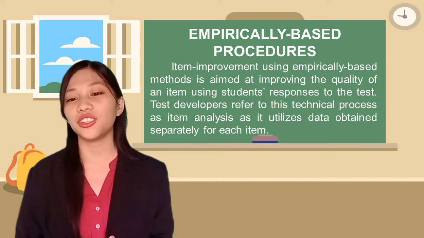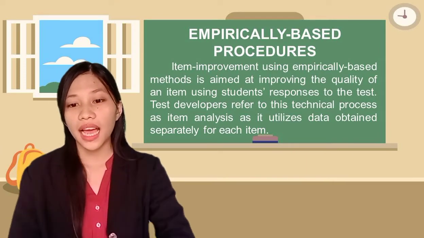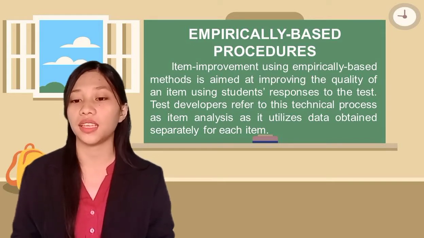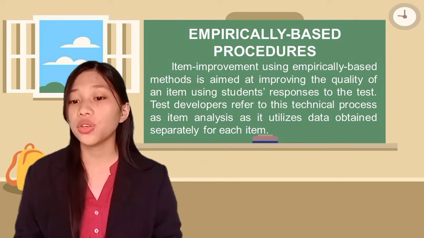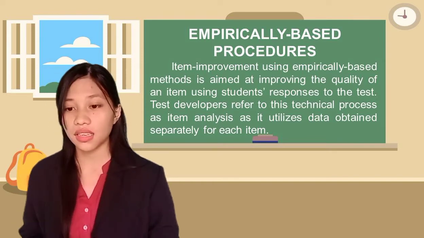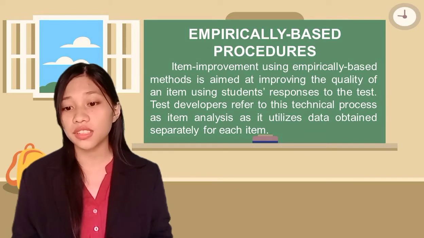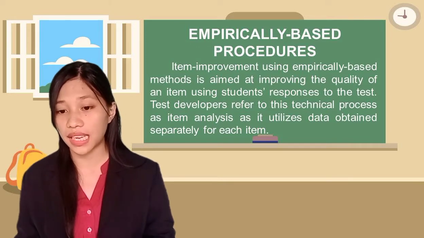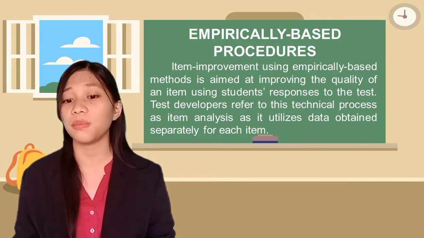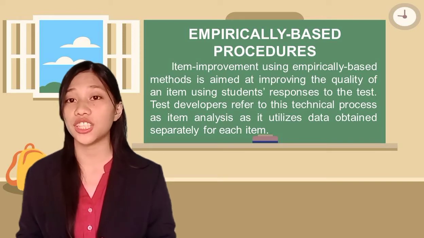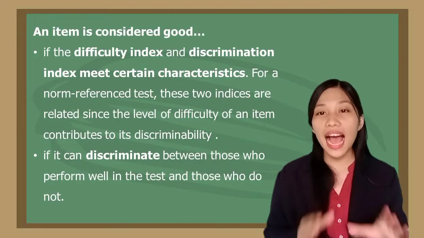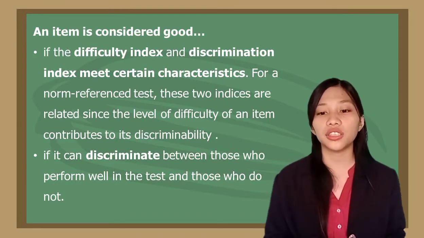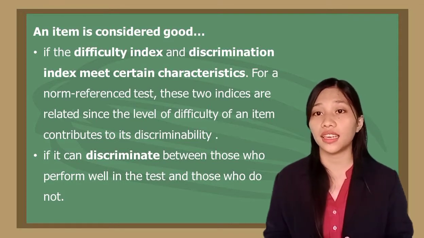Okay, now we will proceed to the empirically based procedure. An item improvement using the empirically based method is aimed at improving the quality of an item using the students' responses to the test. So developers refer to this technical process as item analysis, as it utilizes data obtained separately for each item. So, an item is considered good if the difficulty index and discrimination index meet certain characteristics.